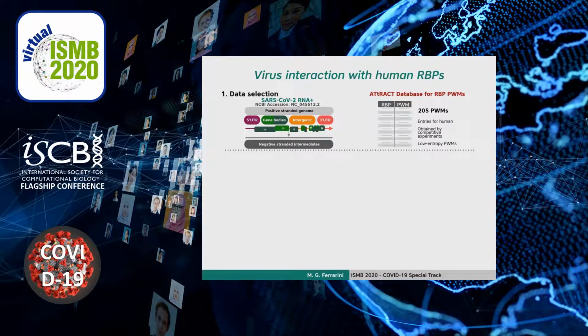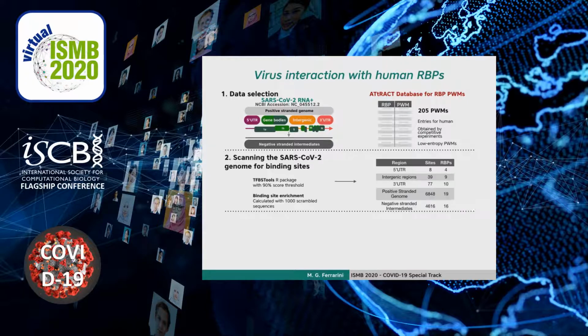So first, we selected position weight matrices from the ATTRACT database, and we scanned the genome of SARS-CoV-2 in search of RBP binding sites. Then, we calculated the enrichment by shuffling the same genome sequence 1,000 times. The binding sites were found either in the positive stranded genome, including 5' UTR, 3' UTR, or intergenic regions, or in the negative stranded intermediates.